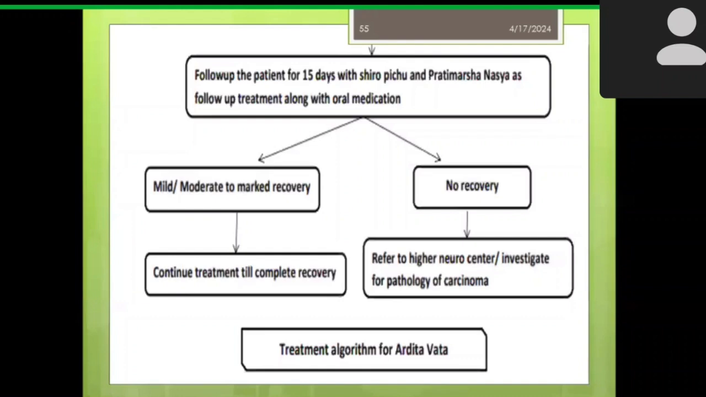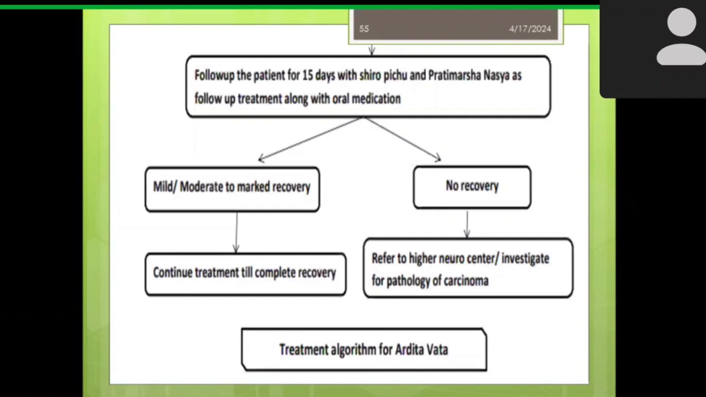So at the end of treatment, you plan for 7 days or 15 days of treatment. At the end, you have to assess the patient and follow up for 15 days with Shiropichu and Pratimarshanasya as follow-up treatment along with oral medication. I would say that is very key for your success. Again, I would like to say that it is 1 ml, not 1 drop, 2 drops, 3 drops or 4 drops. Nothing is going to happen with that.